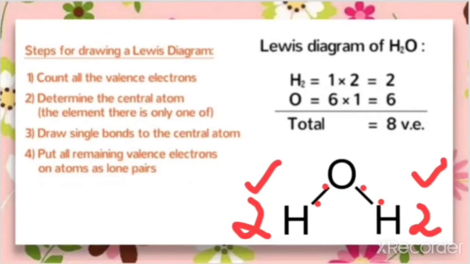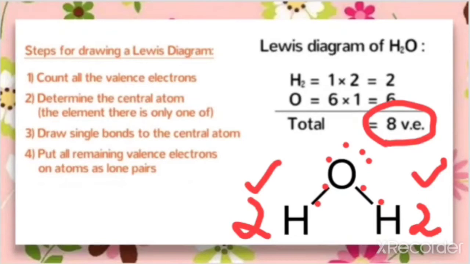Now how many electrons are left? Total 2 plus 2, 4 electrons are used. But in total we have 8, so 4 electrons are still left. After giving to the terminal atoms, the remaining electrons should be given to the central atom. So here the 4 electrons left will be given to the central atom, that is these 4 electrons.